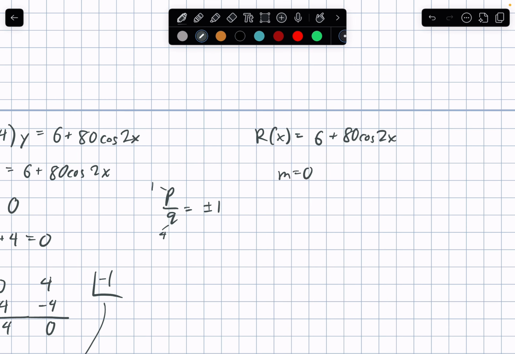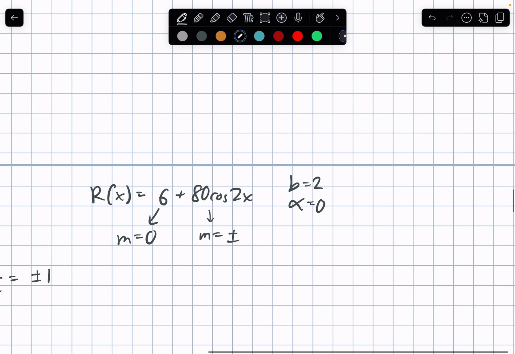You now look for the roots. M is 0 for 6. Here, B is 2. Alpha is 0, I think. So there's a format. Why did I specify alpha and beta?